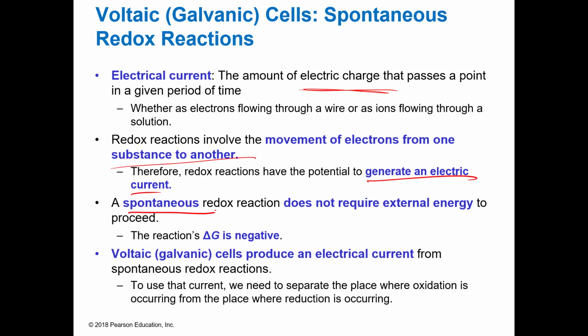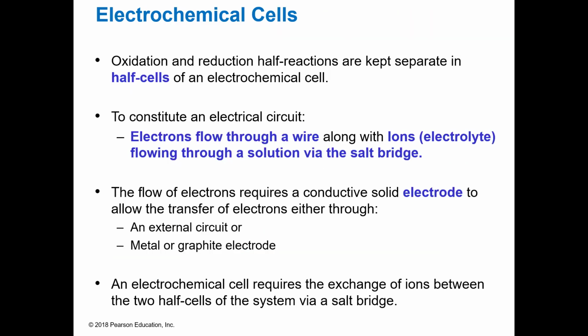The spontaneous redox does not require any external energy, and so it is spontaneous, therefore its delta G is negative. We learned all about that in chapter 18, the chapter on energy and thermo. So in the voltaic galvanic cells, we produce electrical current from these spontaneous redox reactions. To use that, though, we have to separate where the oxidation occurs and where the reduction occurs. I'm going to show you how we do that in just a minute.